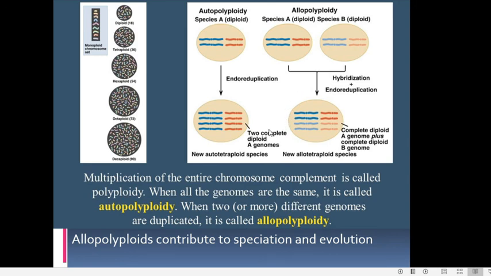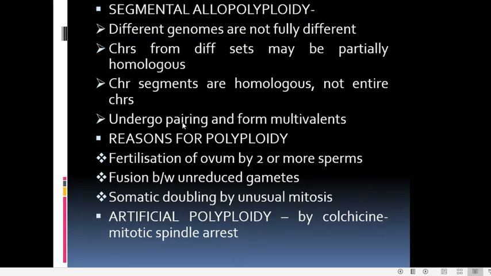Whereas in true allopolyploidy, they cannot undergo pairing because the genes are different, the chromosome segments are different, they are non-homologous. In segmental allopolyploidy, some of the regions are homologous and therefore they can undergo pairing and they can form multivalents during meiotic division. So we can say the different chromosomes are not fully different in segmental allopolyploidy. The chromosomes from different sets will be partially homologous, but not totally homologous. So they can undergo pairing. And it is considered to be an intermediate condition between auto and allopolyploidy.